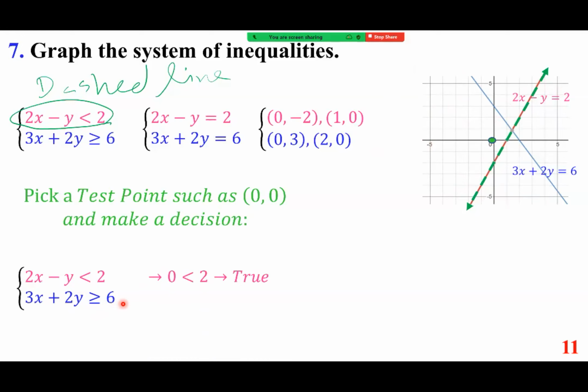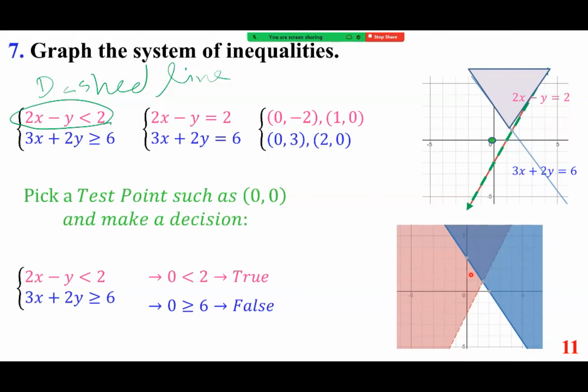For this one, when I put 0, I get 0 larger than or equal to 6, which is a false statement. For the blue line, this is not the answer, it's the opposite. So take a look. This becomes the answer. So look at this versus this, and this becomes the answer. So this is how you shade it. If you can shade it with two different colors, clearly this is the answer. If you can't and it becomes hard to see, this would be the answer.